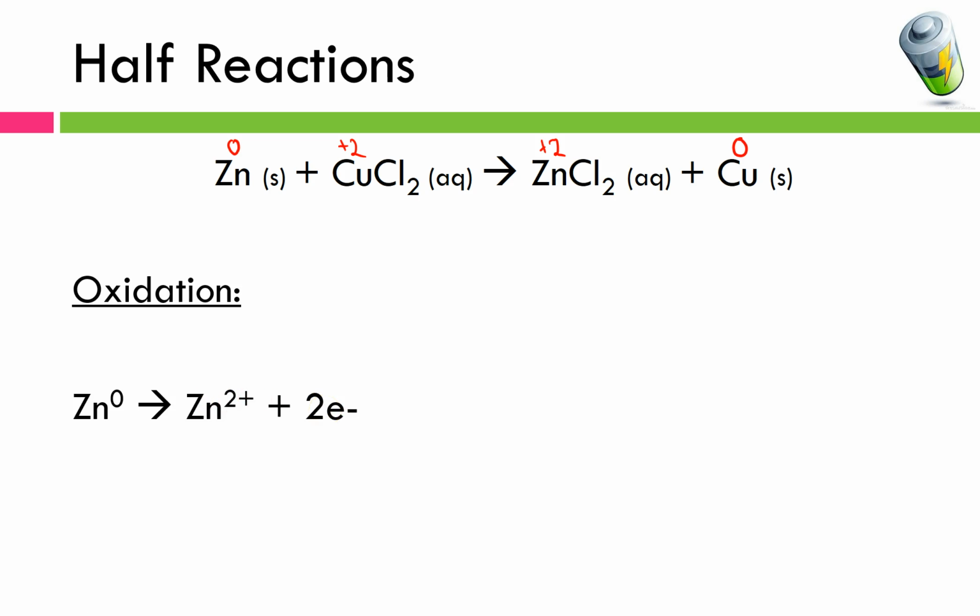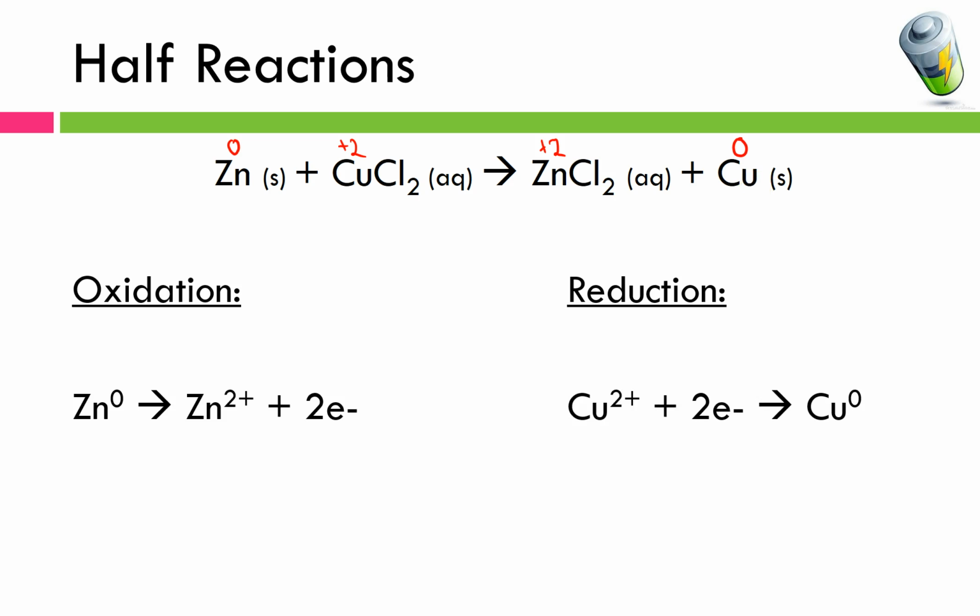And this makes sense when you think about it. Oxidation is a loss of electrons, so electrons are being lost from zinc atoms, so they turn into zinc ions. The reduction reaction. All right, we go from copper 2+ to copper 0.